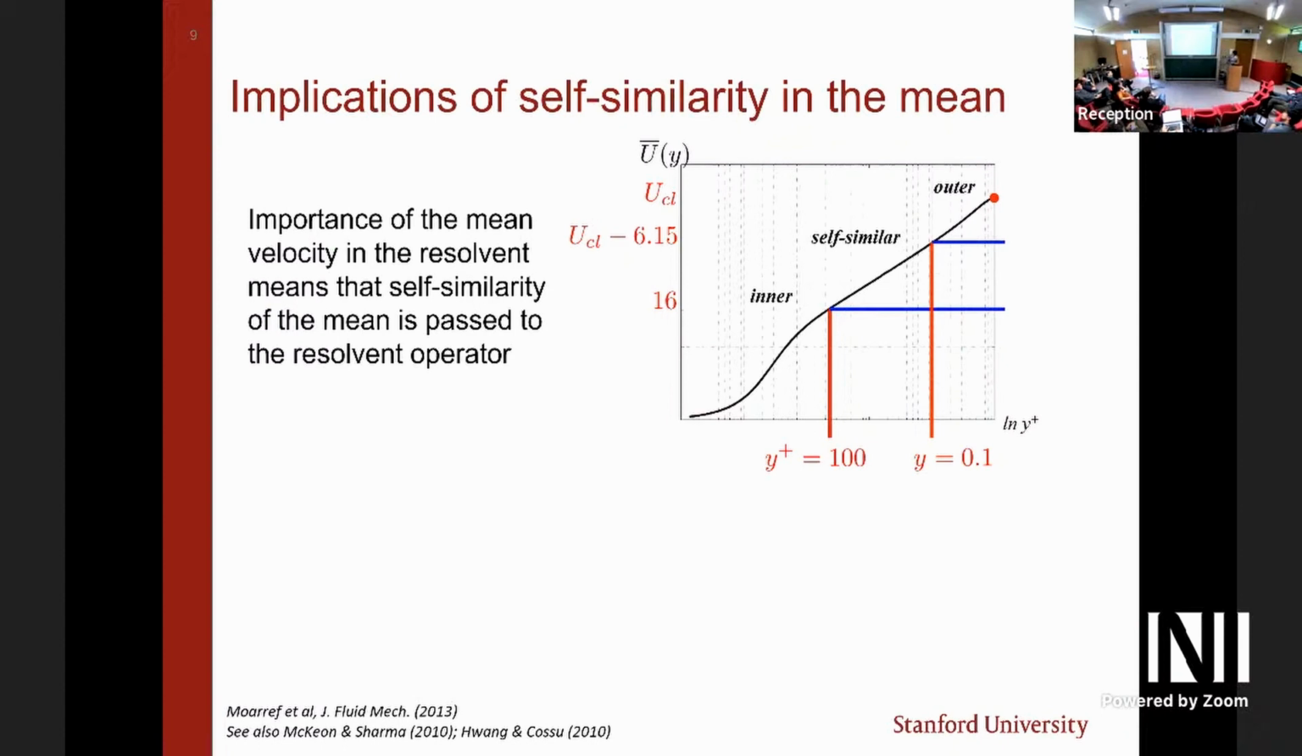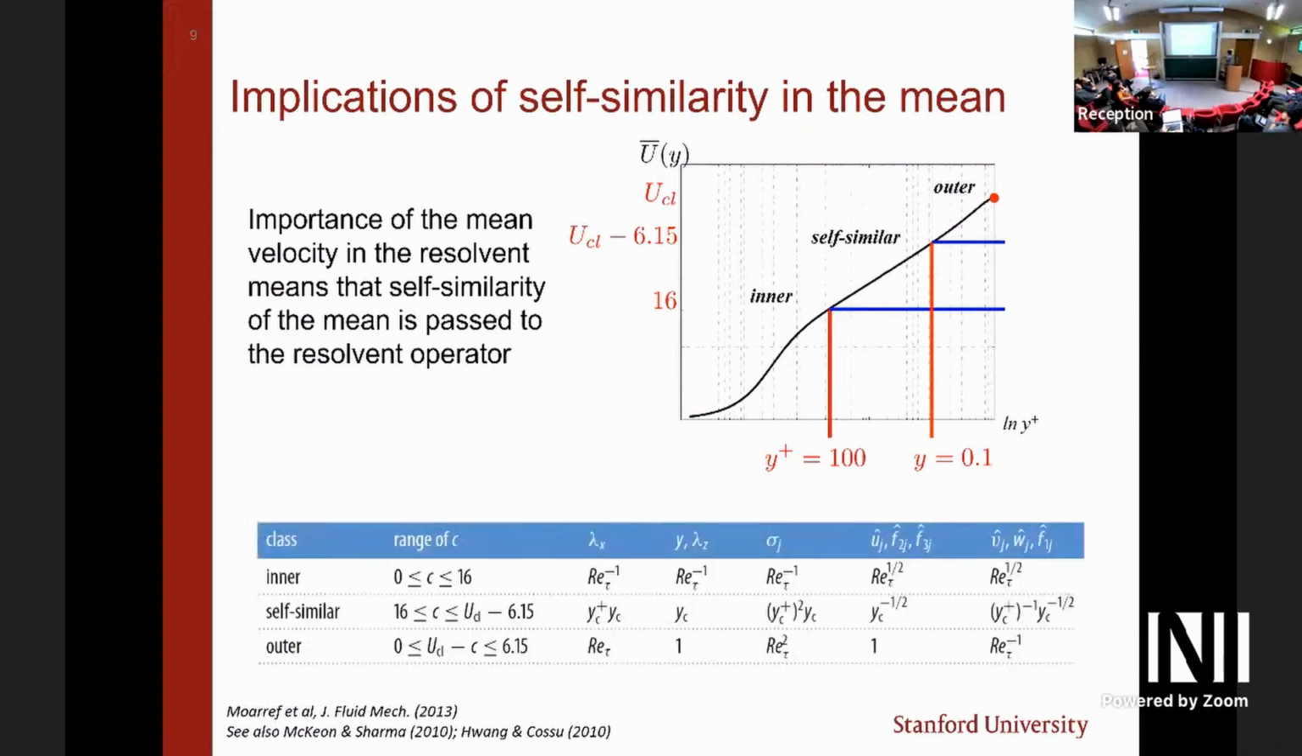So that self-similarity is passed to the resolvent operator, and in fact we can extract the scalings now, in both inner and self-similar scalings. The operator itself, the resolvent, becomes self-similar under these representations. I've omitted the outer one because it turns out that the Reynolds number scaling is not amenable to the operator not blowing up as you go up in Reynolds number, so we have to suppress those.